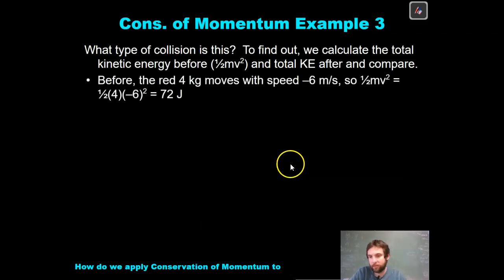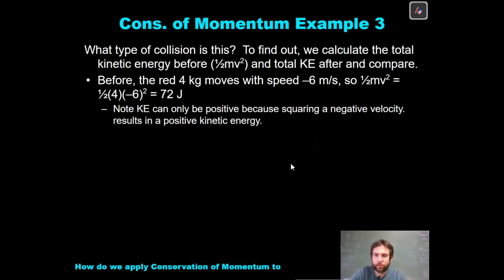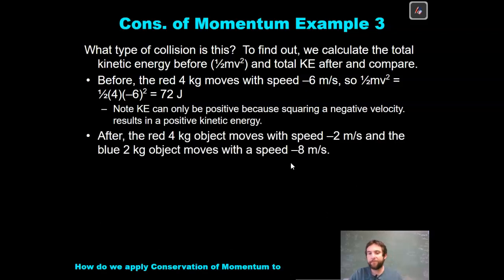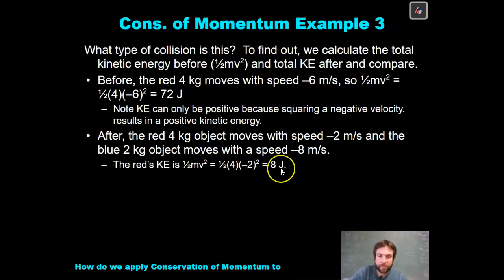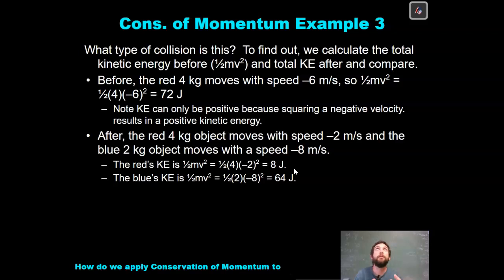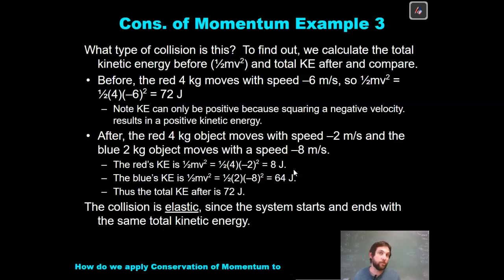What type of collision? Look at your kinetic energies. Before, we've got 72 joules. Kinetic energy is only positive because velocity is squared. So even if you have a negative velocity, negative 2 times negative 2 is still going to be positive 4. After, the red car moves with a speed of negative 2 meters per second and the blue car moves with a speed of 8 meters per second. Red's kinetic energy is 8 joules, blue's is 64 joules. 64 plus 8, 72 joules. So this is an elastic collision because all of the energy was conserved. The system starts and ends with the same total kinetic energy.